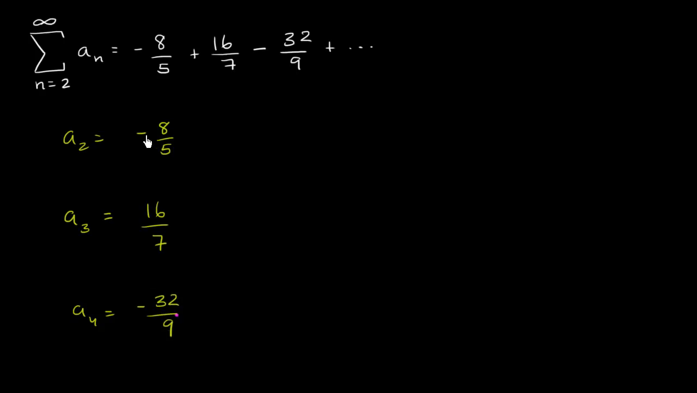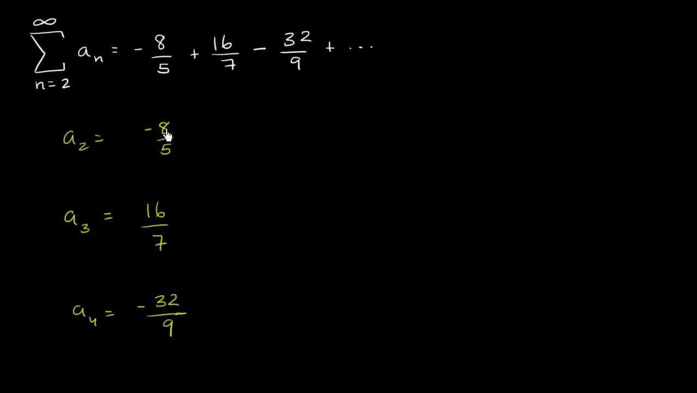And I'm just giving the sign to the number in the numerator. Negative 8 fifths is the same thing as negative 8 over 5. Let me make that a little bit clearer. So this is negative 8 over 5. Obviously, this is positive, so I don't have to worry too much. And then here, negative 32 over 9 is the same thing as negative 32 over 9. So let's see if we can first find a pattern in the numerator.